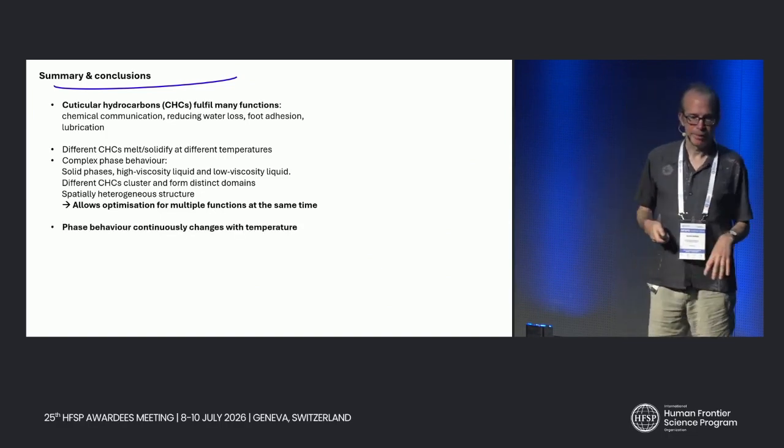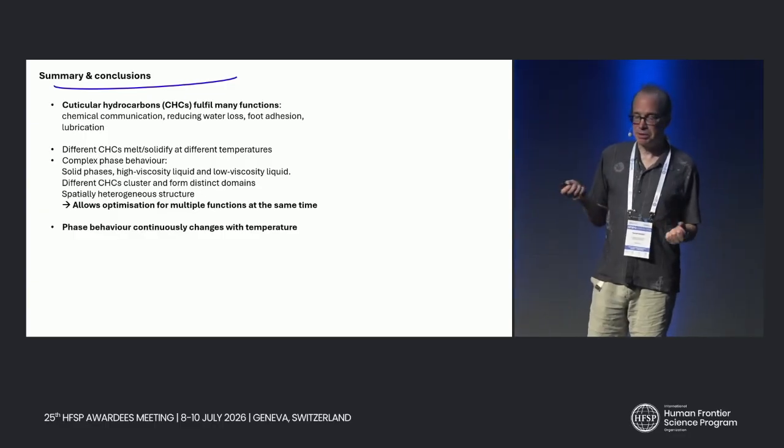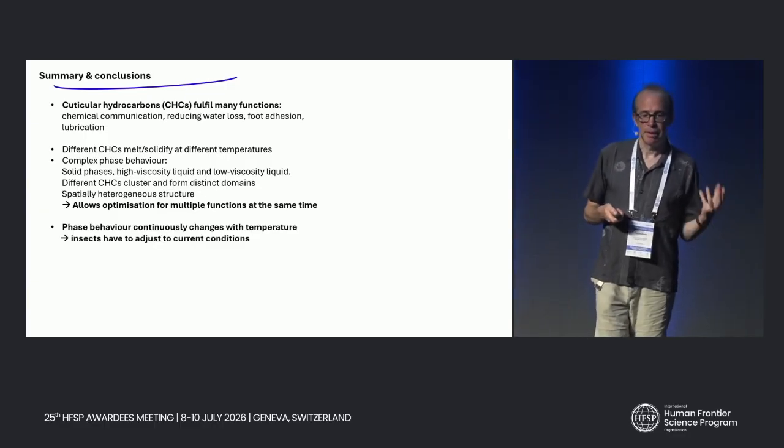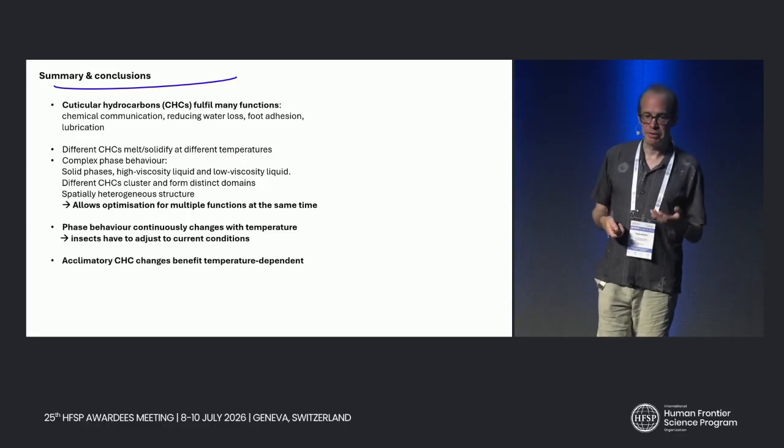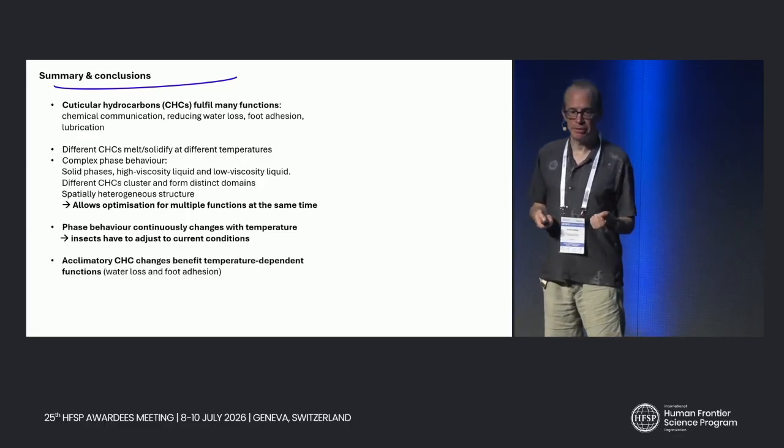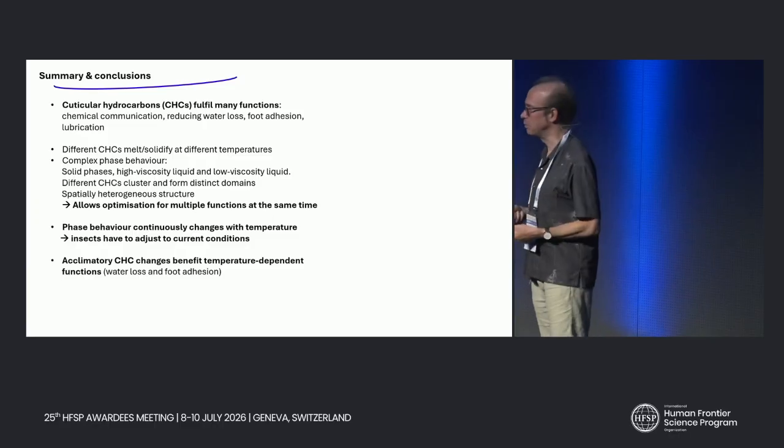We also saw that phase behavior continuously changes with temperature, so insects have to adjust to current conditions, and the acclimatory changes benefit the temperature functions like water loss and food adhesion.